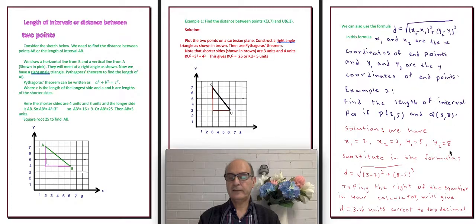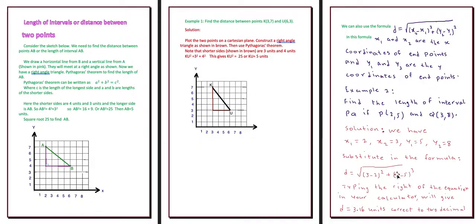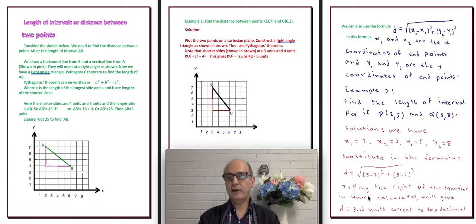Then if you plug that all in your calculator, you type square root, then bracket 3 minus 2 bracket closed squared plus bracket 8 minus 5 in the bracket again squared, and after typing that you press equal and you get 3.16. So the distance between PQ, or the length of PQ, is 3.16 units.